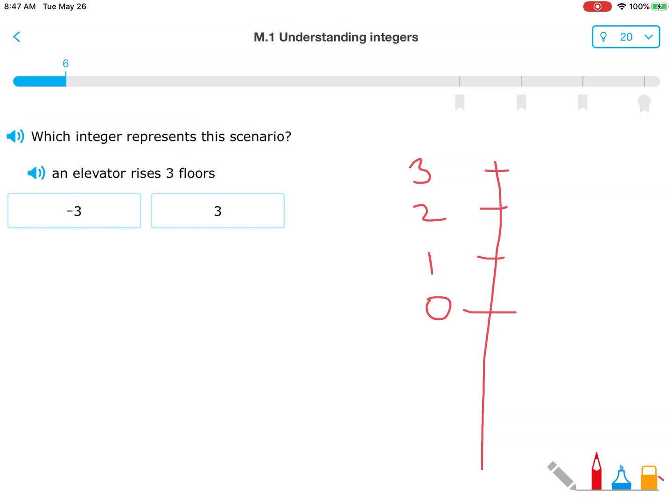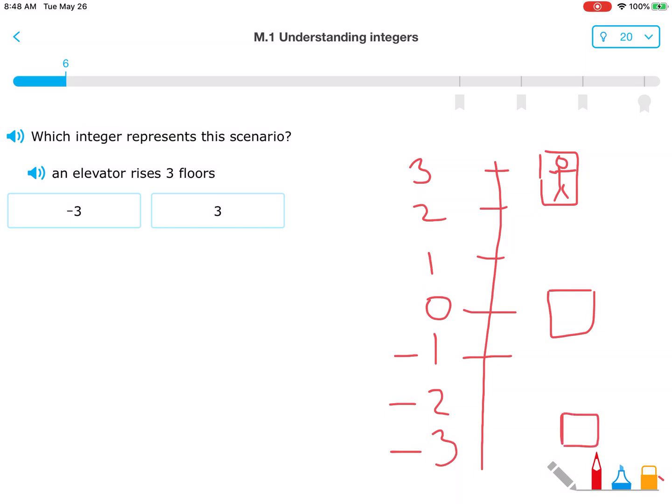So in this case, they're saying an elevator rises 3 floors. Now, the new idea here is that you could have an elevator on floor 3. Maybe I'll just draw a little elevator here with a person in it. So you can have an elevator on floor 3, but you could also have an elevator down here at floor 0, or if it goes down to the basement, it could be below 0. And that's this new idea of integers. Integers that can be below 0. You could have an elevator all the way down here in the basement.